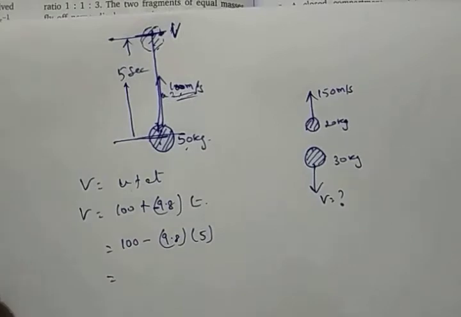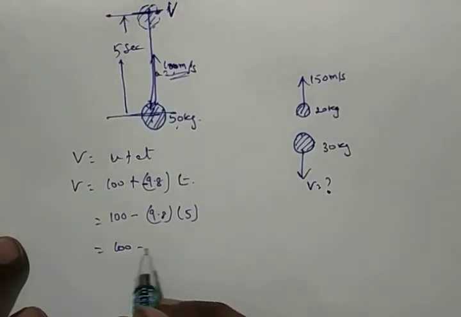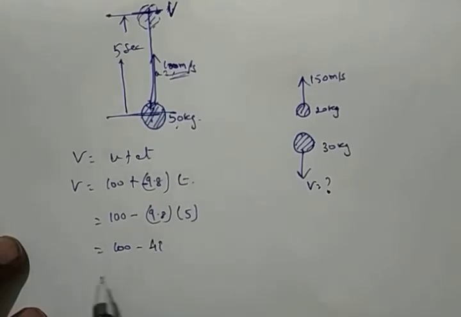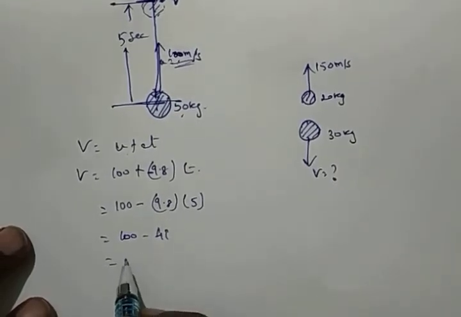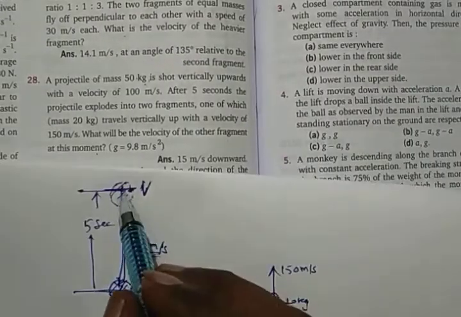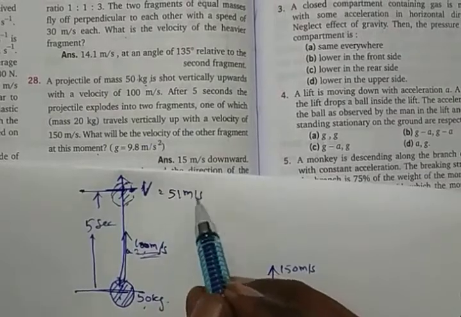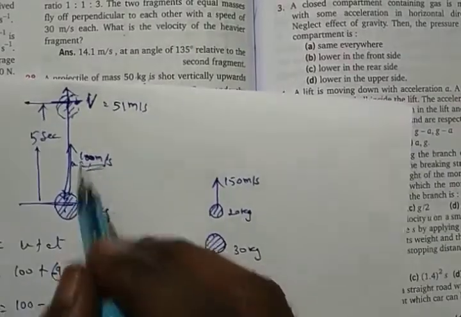So what is the answer you will get? It is 100 minus 49. So it's going to be equal to 51 meter per second you will get. That's the velocity. So here at this point of explosion, v is going to be equal to 51 meter per second. Now once it explodes, look at this one.